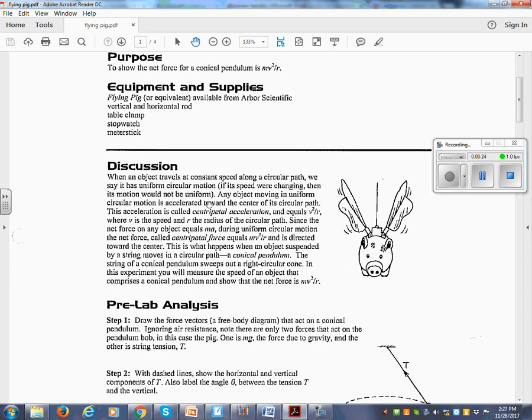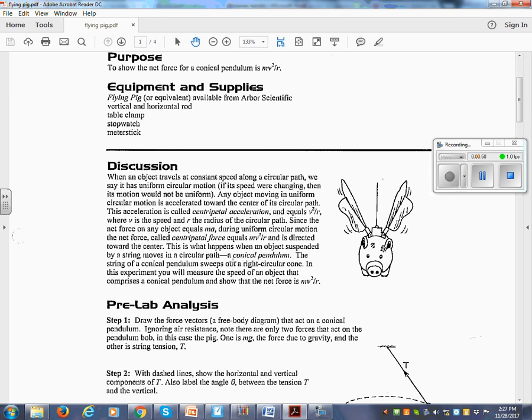When an object travels at a constant speed along a circular path, we say it has uniform circular motion. If its speed were changing, then its motion would not be uniform. Any object moving in uniform circular motion is accelerated toward the center of its circular path. This acceleration is called centripetal acceleration and equals v squared over r, where v is the speed and r is the radius of the circular path. Since the net force on any object equals ma, during uniform circular motion the net force, called centripetal force, equals mv squared over r and is directed toward the center. This is what happens when an object suspended by a string moves in a circular path.